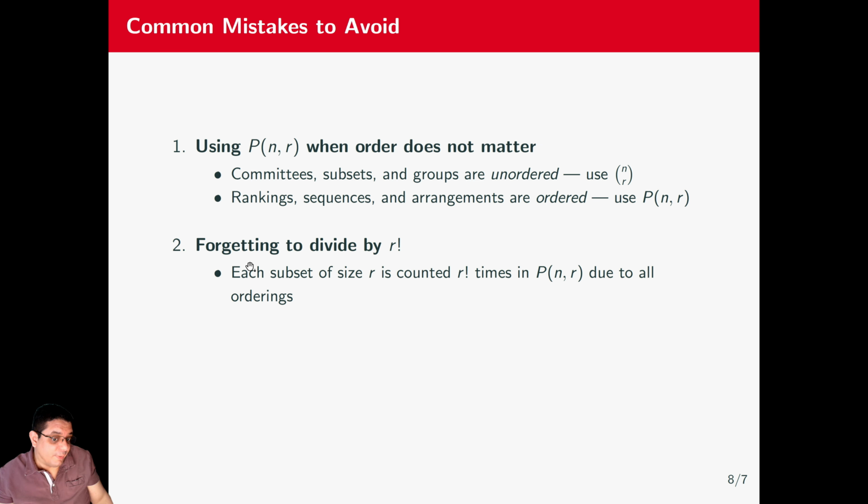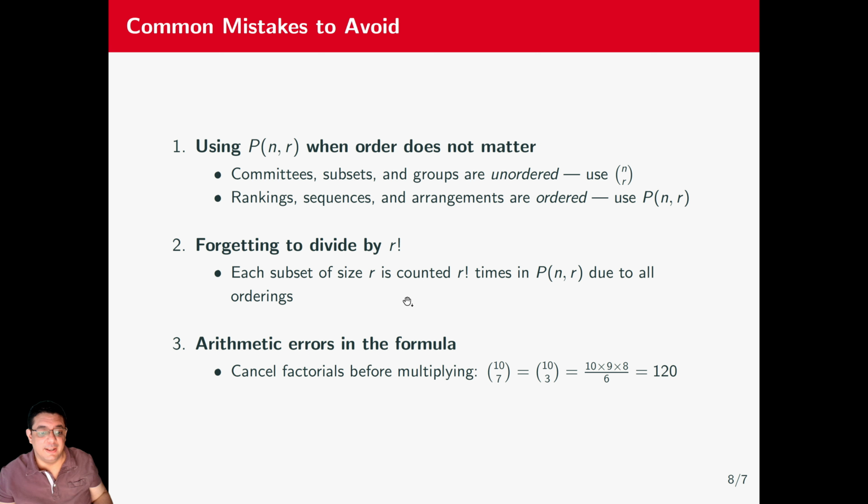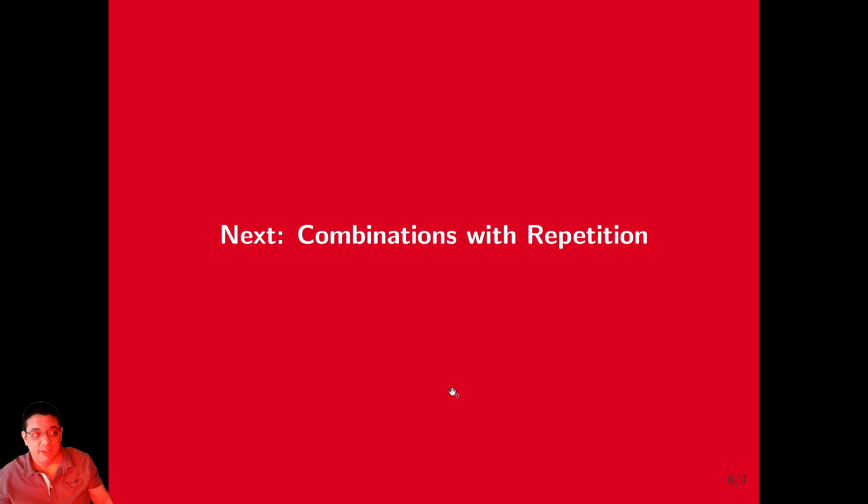Be careful also with the formula if you forget to divide by r factorial. The formulas of permutations and combinations are similar, so you gotta be careful with that. And be very careful with arithmetic errors when you're calculating. You might very easily slip one number or two when you're canceling factorials before multiplying. All right, next we're gonna go with combinations, but with repetitions of elements.